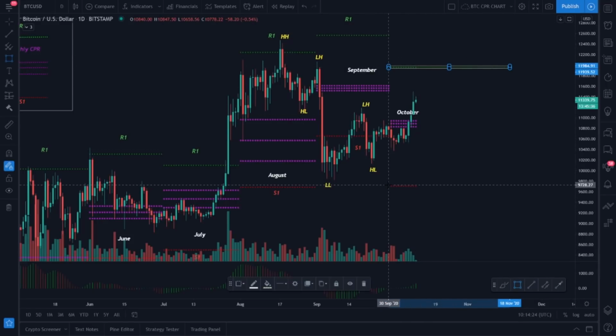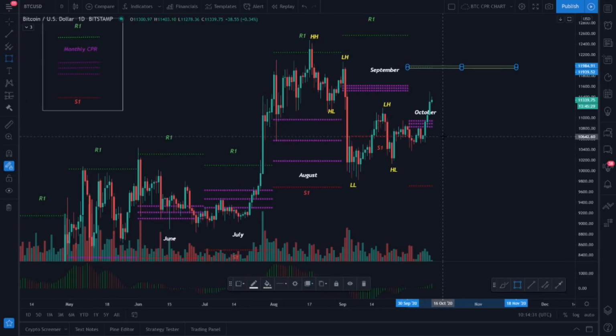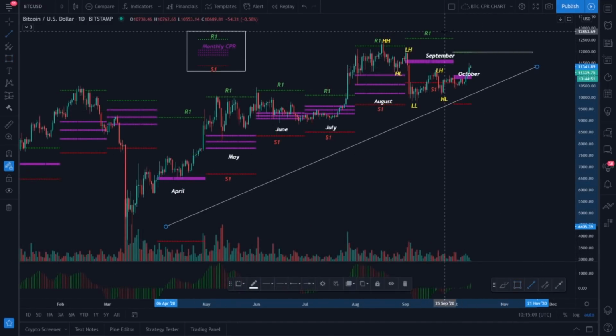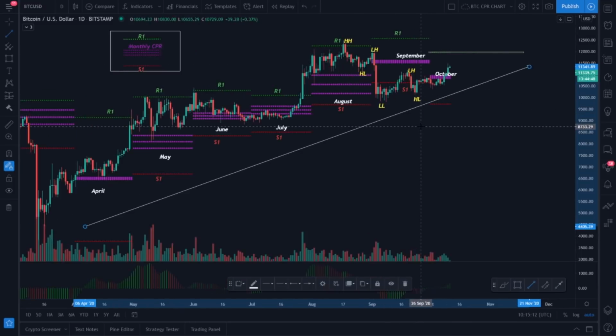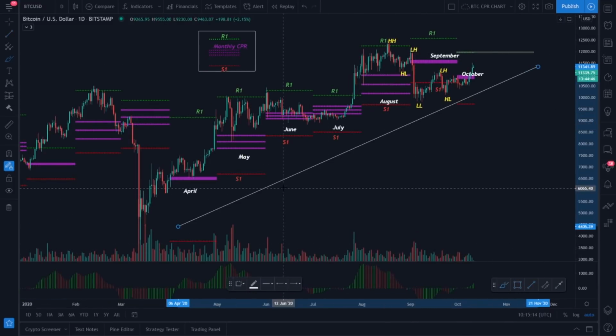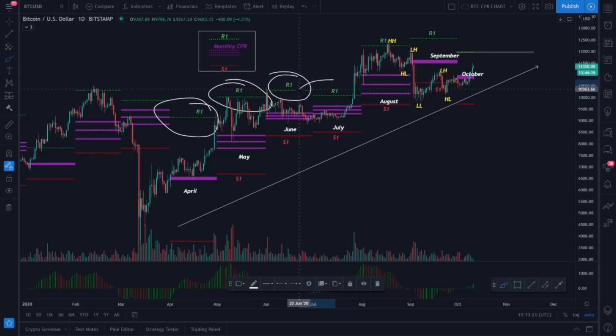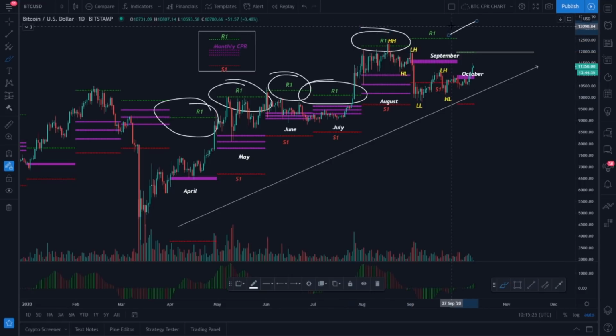And to the downside, you can see the support line is at 9,700 area, but since the price is clearly above the monthly CPR level, this monthly CPR level is now going to act as a very strong support. Because when you look at this primary trend, you can see the primary trend is still very bullish for Bitcoin, right? And every time we saw this ascending channel, the R1 target level for that particular month has always been reached. You can see this example here as well.